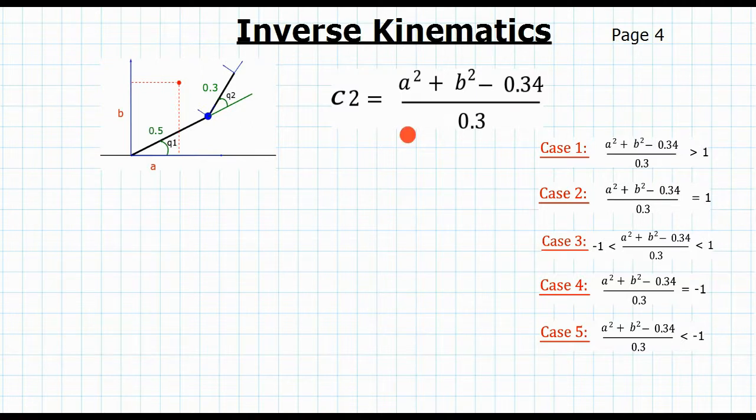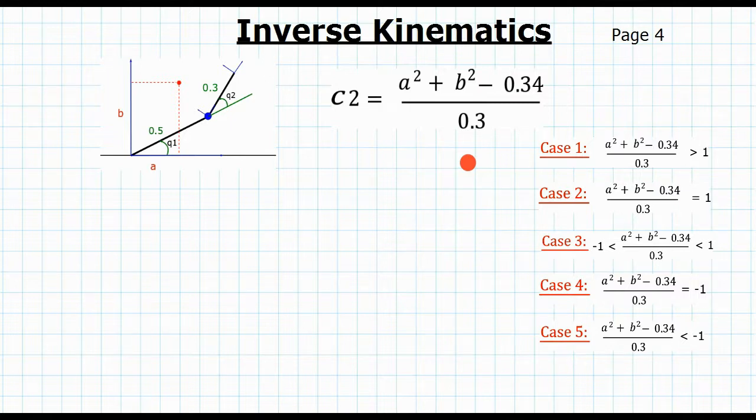Okay, what happens next? Well, we have an expression for cosine of theta 2 or q2. We would be tempted to go ahead and compute q2, but before we solve for q2, we have to consider a few cases. Case 1 is, what if this whole thing is greater than 1? Remember that this is a cosine, and cosine can only have values between -1 and 1.